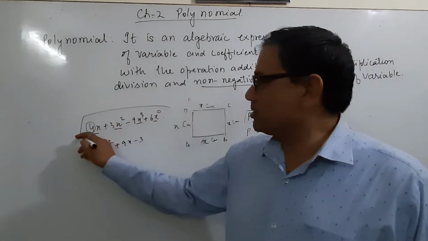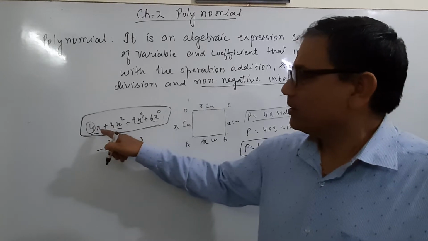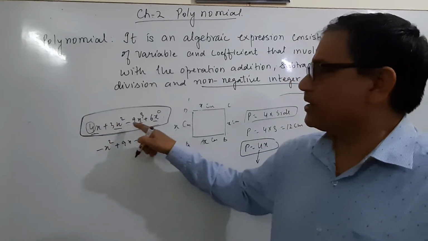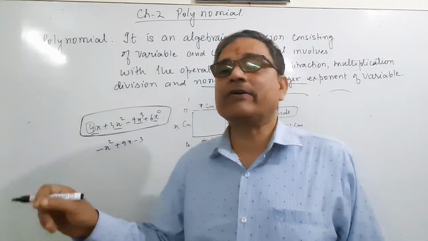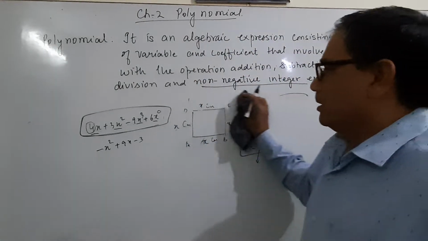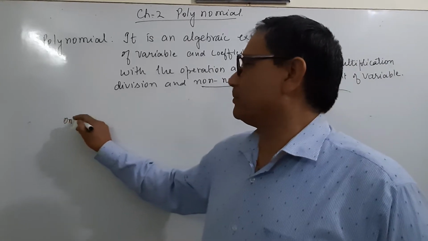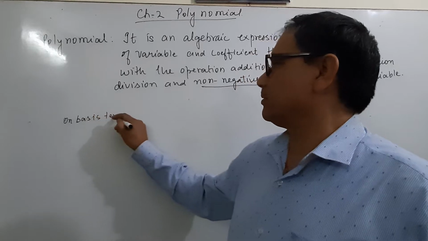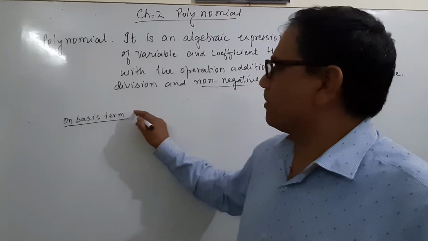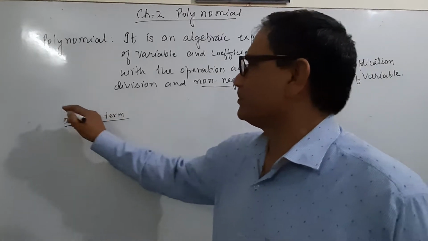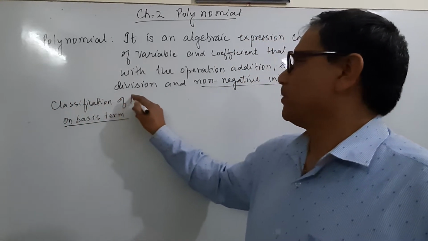And this is the algebraic expression in form of what? In form of plus and minus operations, and also consisting of variables, and the power of a variable is a non-negative number. And now, on the basis of terms, polynomials can be classified. Classification of polynomial.